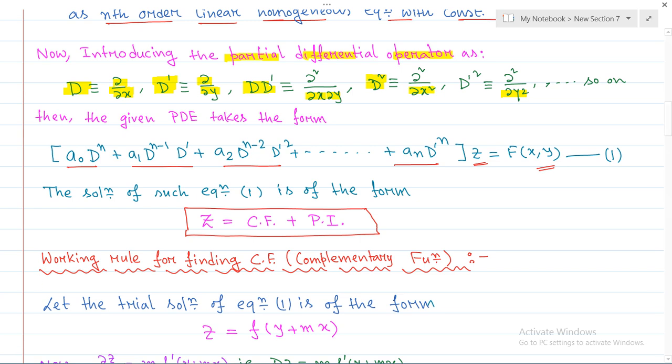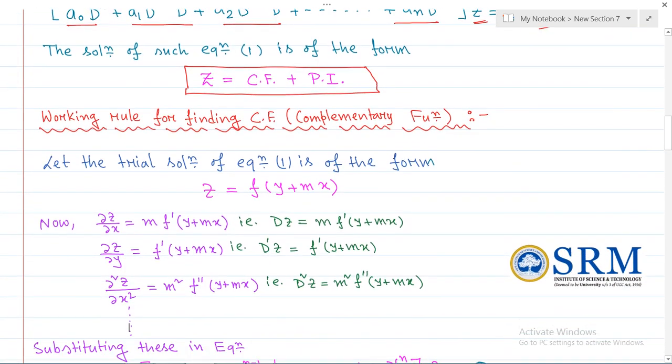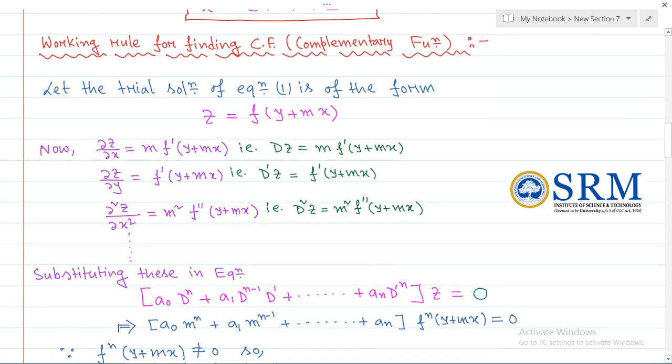So what is the working rule for finding the complementary function? Let us try to understand it. We will consider equation 1 and we will consider the trial solution of such an equation in the manner z equals f of y plus mx. So this is the trial solution that we have to consider.